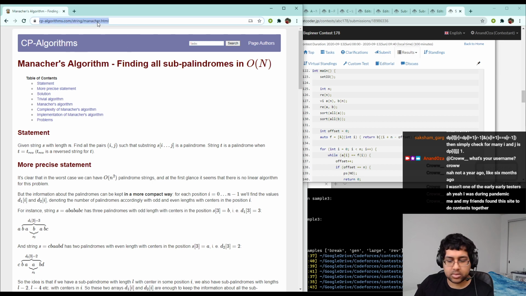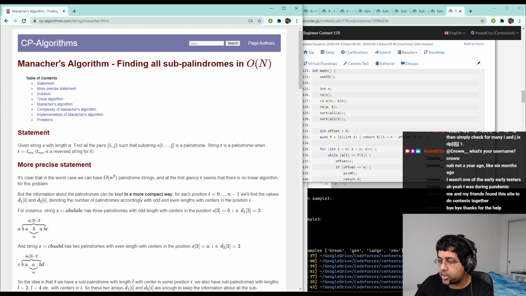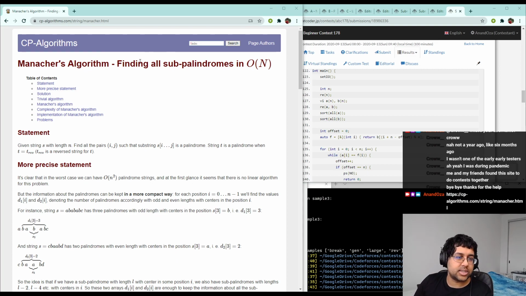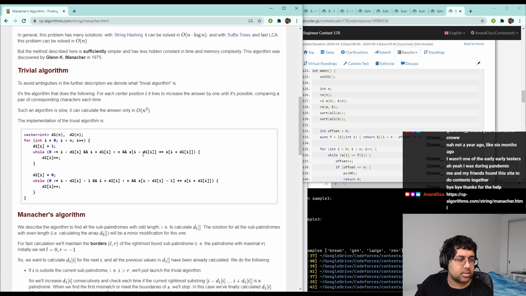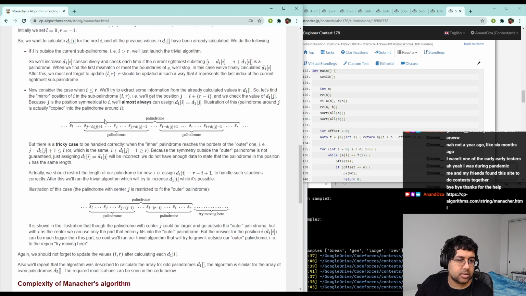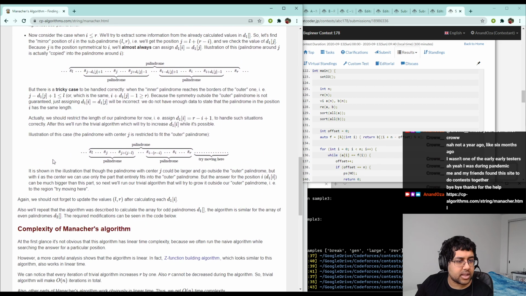Oh, and I guess I'll plug. There's this algorithm which I'm actually not familiar with, but if I ever need it, I guess I'll look it up. There's this algorithm which allows you to solve this exact problem in O of n by doing some more sophisticated method of combining palindromes, I guess.